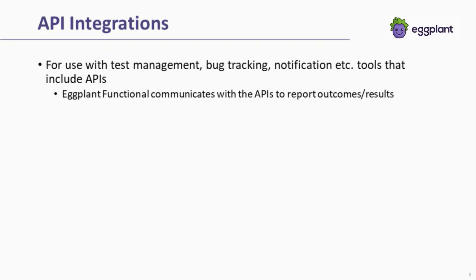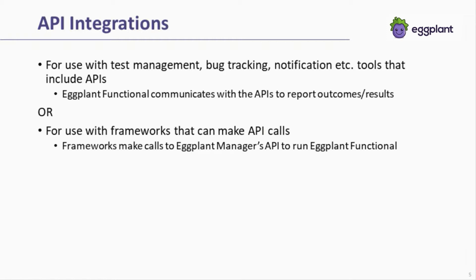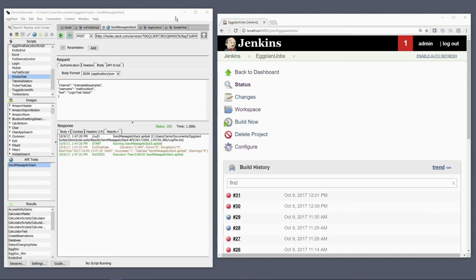API integrations provide a method for allowing Eggplant scripts to communicate directly with another tool that has available APIs. Many modern test management, bug tracking, and notification tools include APIs that Eggplant can interact with to post results. Alternatively, Eggplant Manager has APIs that allow programmatic execution of tests and gathering of results, such as by a dashboard or continuous integration tool. Here's an example of an API call I've configured in Eggplant Functional.